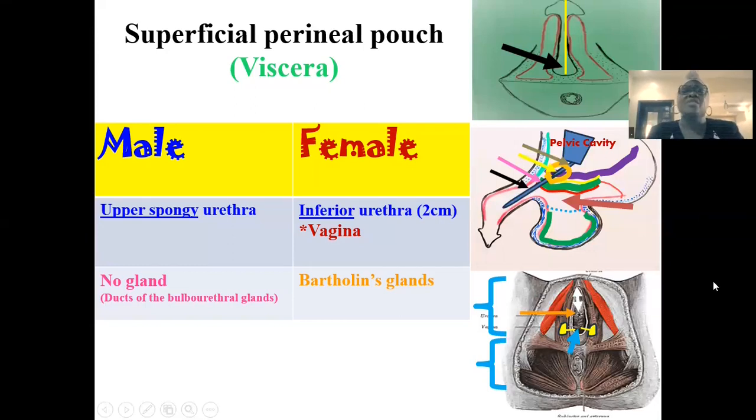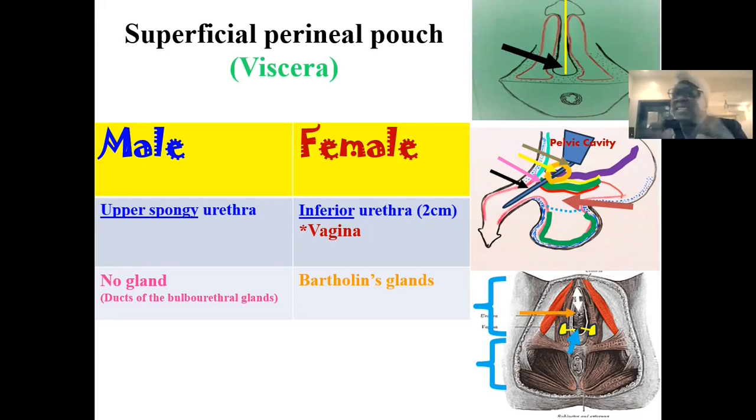So if we go back to the male, in the superficial perineal pouch in male, we do not have glands. The only structure that is contained within the superficial perineal pouch as it relates to gland is the duct of the bulbourethral gland. If you go back to our lecture on the deep perineal pouch, you see that part of the structural component that we listed is the bulbourethral gland.